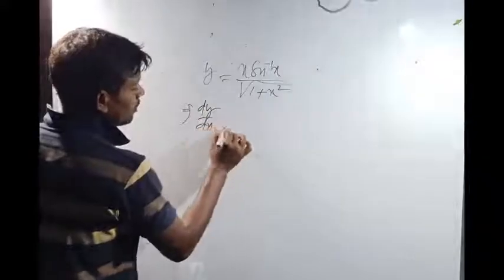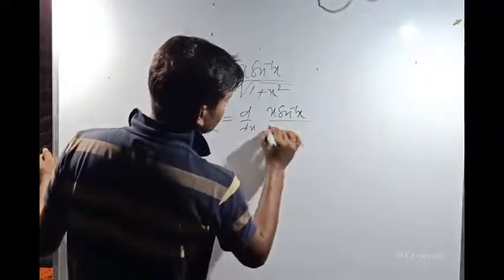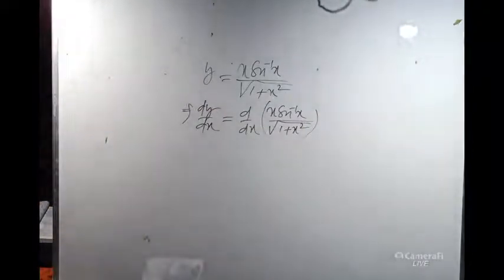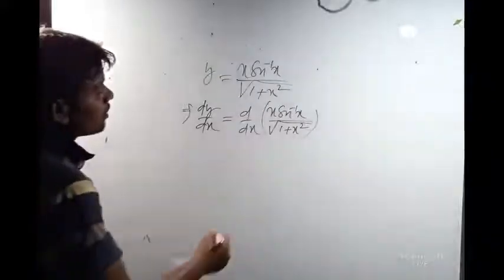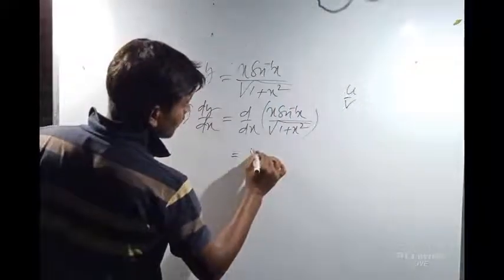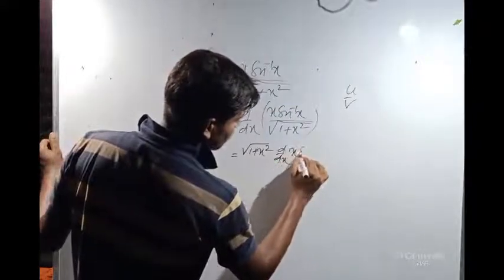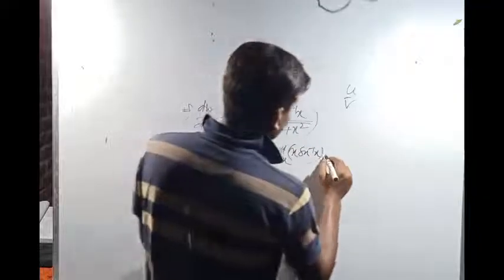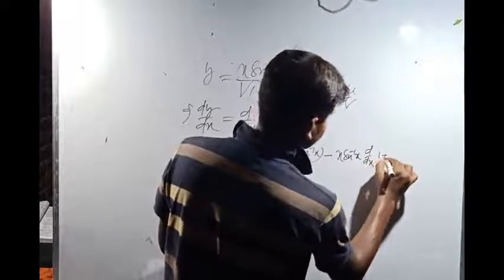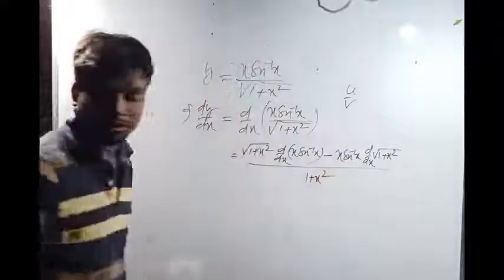Now dy/dx equals d/dx of x sin inverse x divided by root over of 1 + x². Now this is in the form of u/v. Okay, then second times derivative of first, minus first times derivative of second, and divide by the square of second. This is only 1 + x².